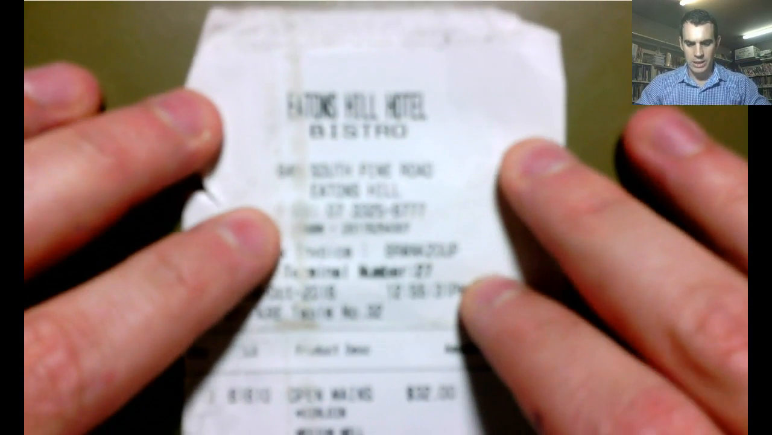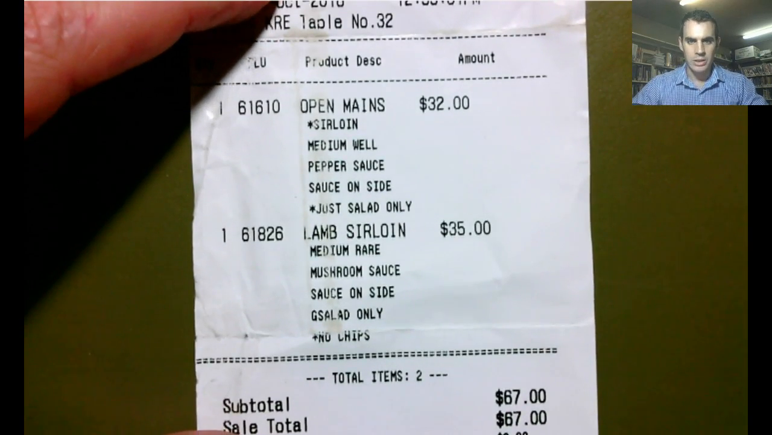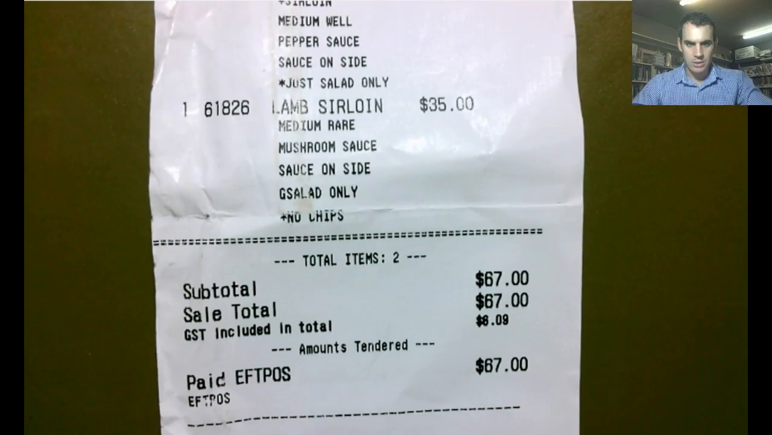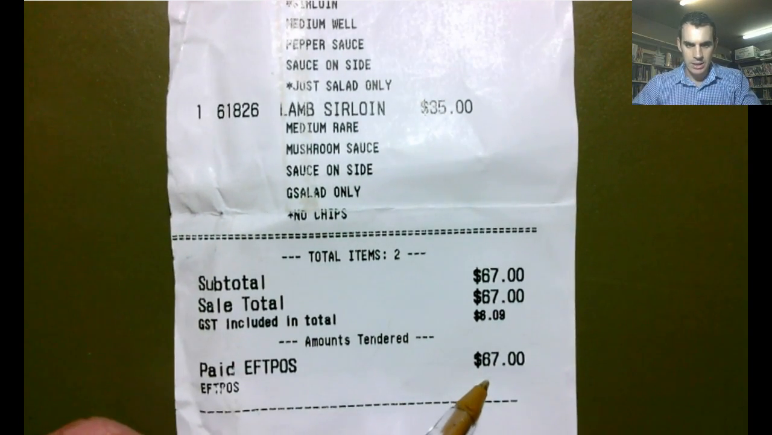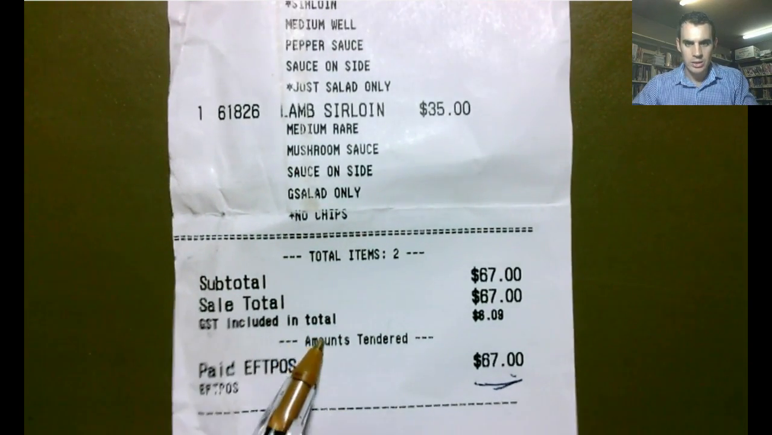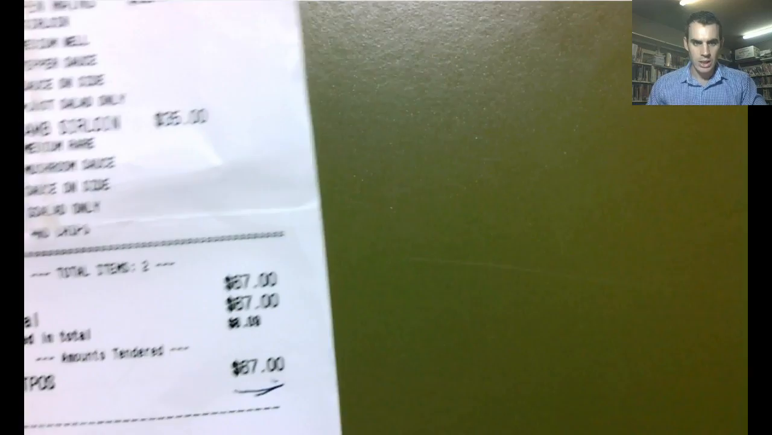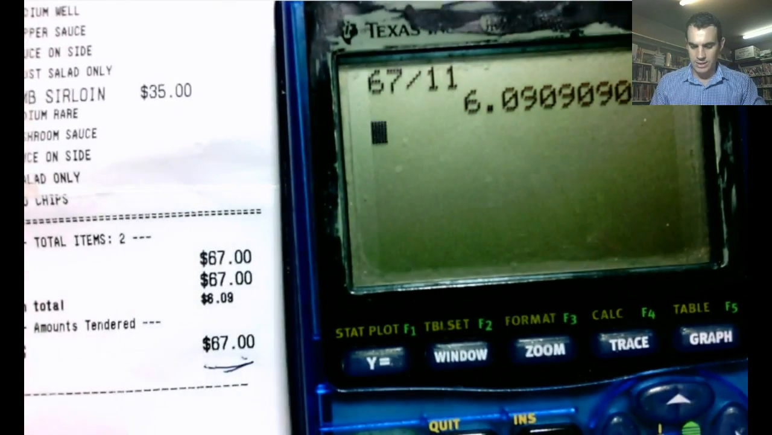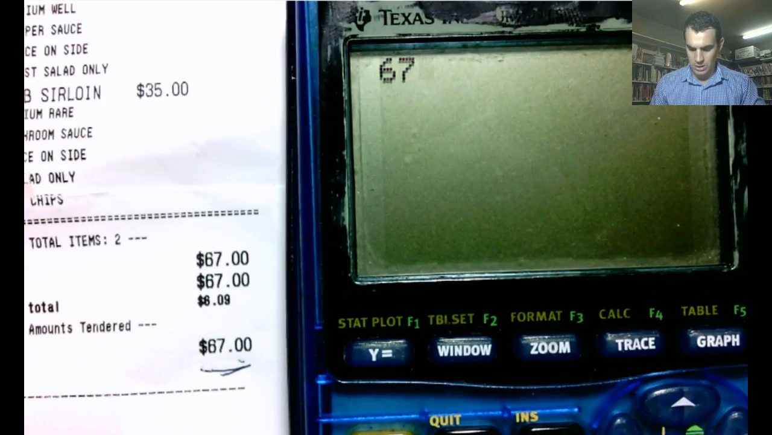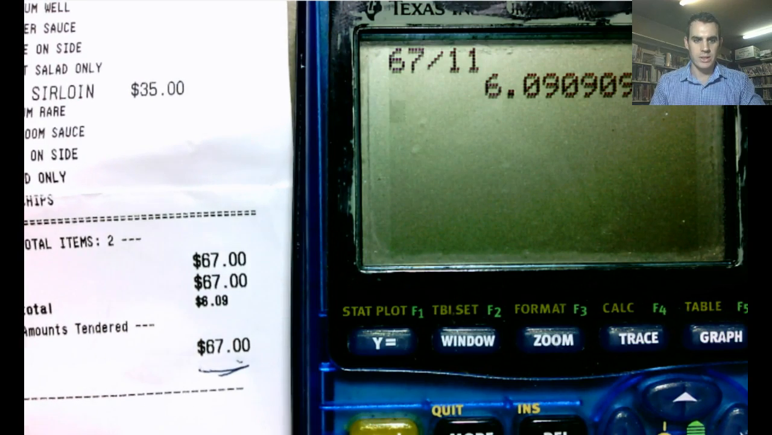Let's now have a quick look at a real life example. So in my wallet, I'm just going to pull out a receipt to see how the GST works. So this is a receipt from the Eaton's Hill Hotel. So I went here a couple of weeks ago, got a couple meals. I was pretty hungry, but let's have a look down here. Here you can see the total that I paid was $67. On the receipt it says GST included in the total 6.09. So GST is inclusive in this total. So what we would do is divide by 11. Let's do a quick test. So 67 divided by 11 equals 6.09, which matches this receipt here.